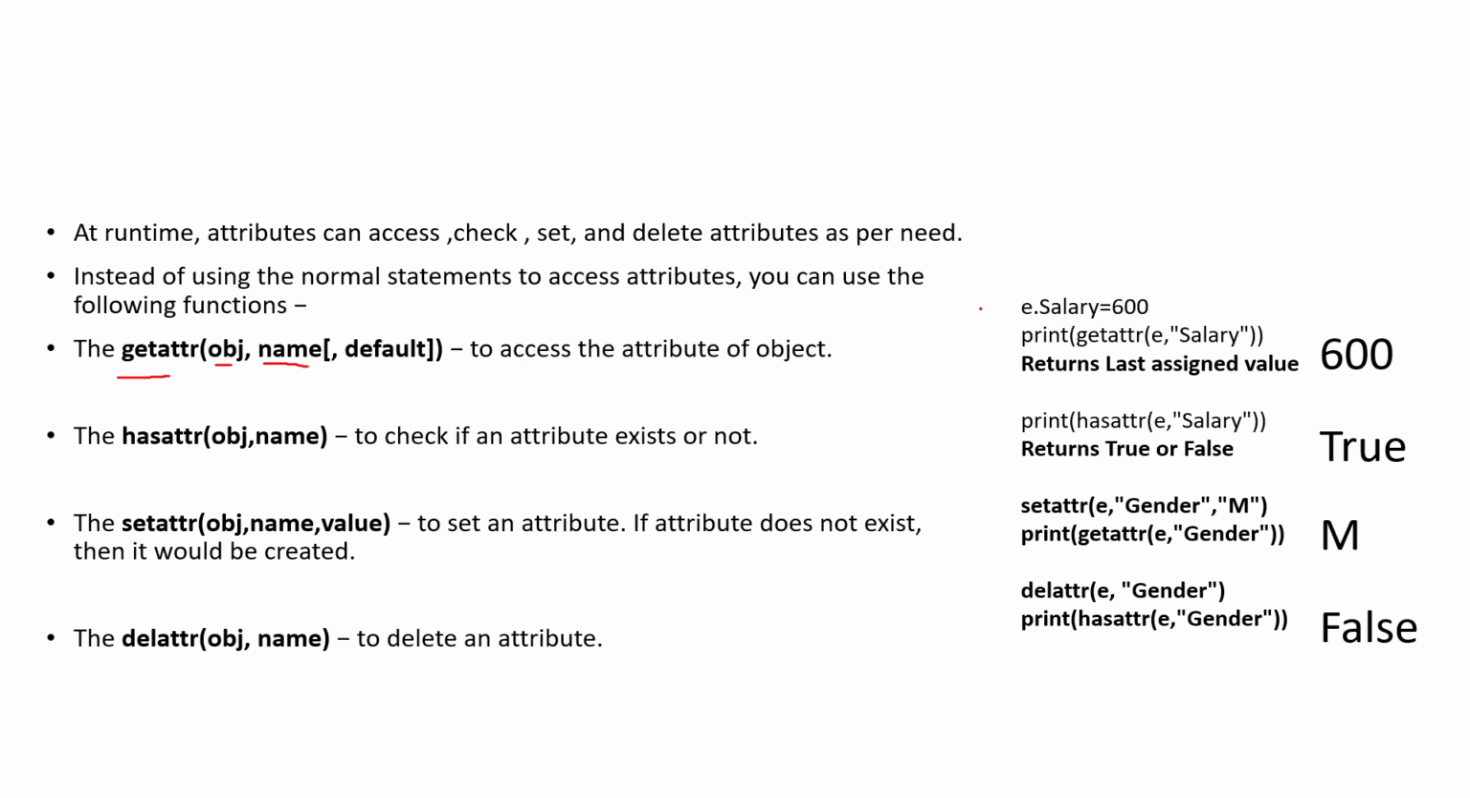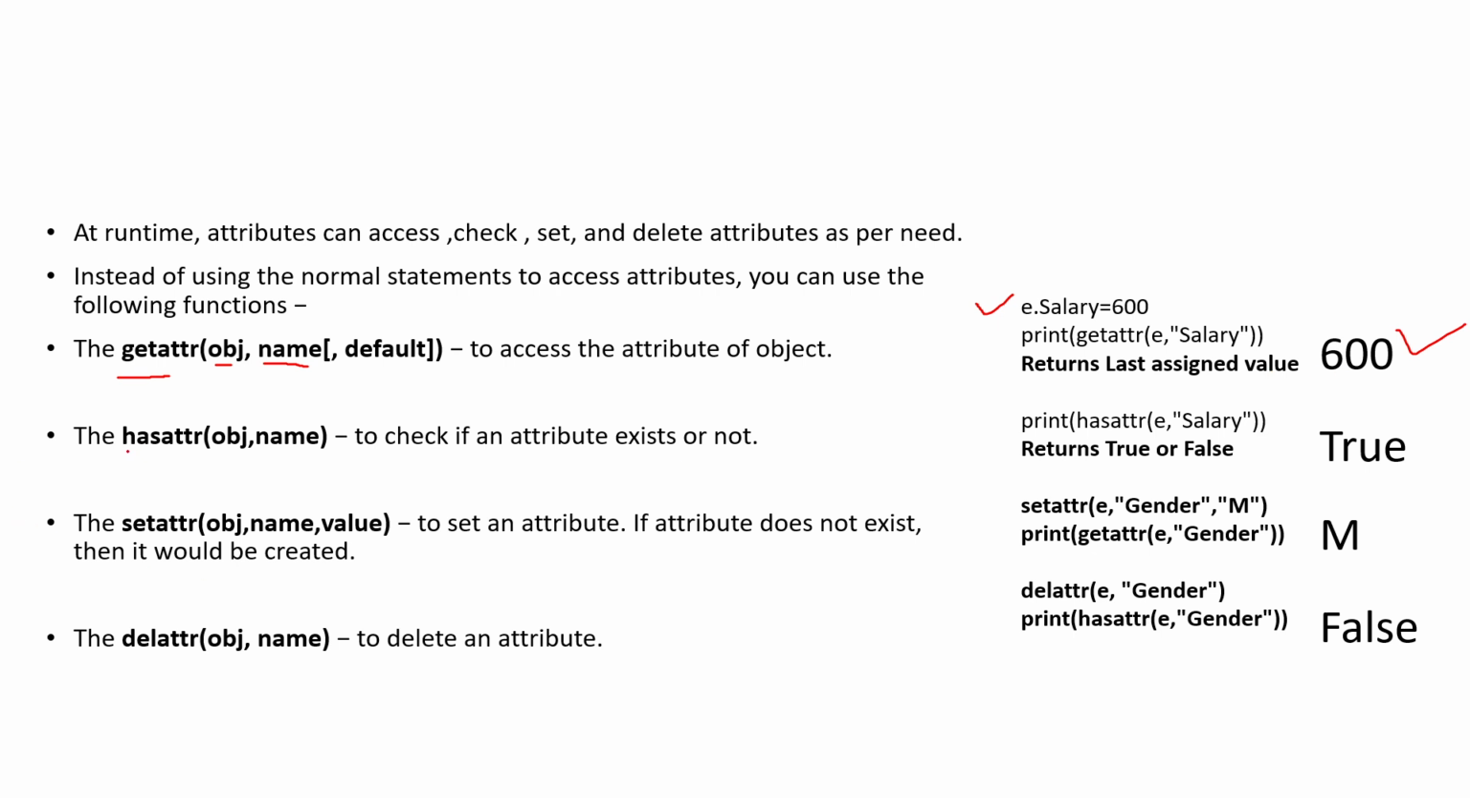Example, same class, employee class. I'll be retrieving the salary attribute using the get statement. So e.salary, 600 is set to the attribute salary. getattr will retrieve the data associated with that attribute e.salary. So 600 is stored, 600 is retrieved. The last assigned value is returned.